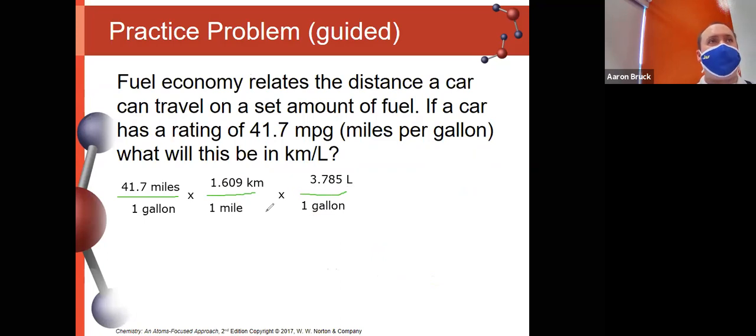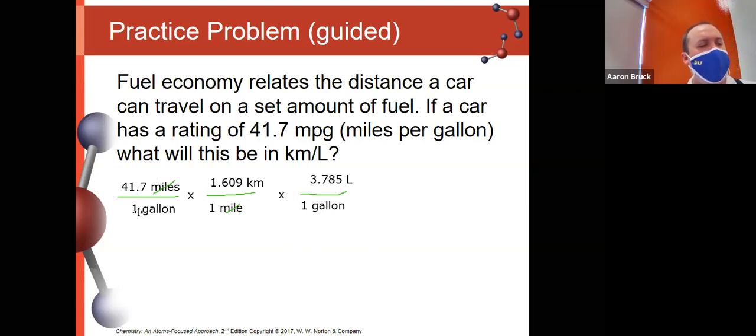Before we do the calculations, let's make sure that everything is canceling out the way that it should. I see I have miles in the numerator here and in the denominator here. So that's good, that cancels out. Here I've got gallons in the denominator and gallons in the denominator. Hold on a second. Gallons isn't canceling out here. In fact, what I now have is kilometers times liters over gallons squared. That's not what I'm being asked for.